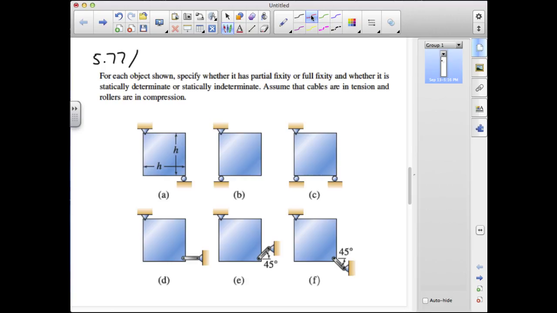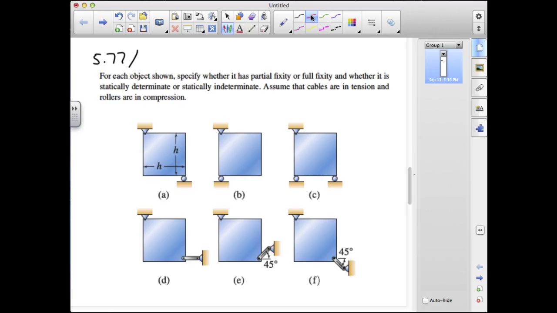The problem statement actually refers to two problems, 577 and 578. There are cables in 578, and so the comment about assuming that cables are in tension is not really relevant for this particular problem. But it also says that we're to assume that the rollers are in compression, which suggests or implies that in this problem we're to take these rollers as literal rollers that are unable to pull the object towards the rollers.